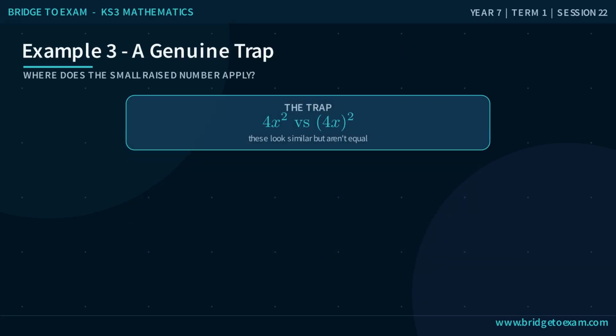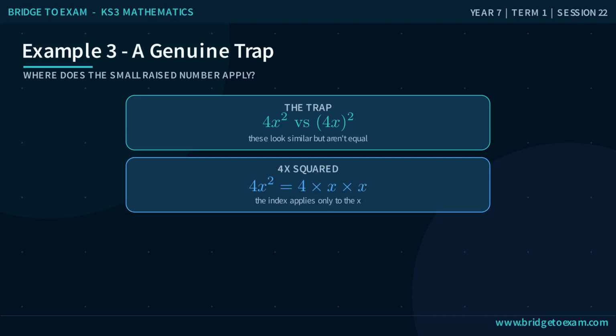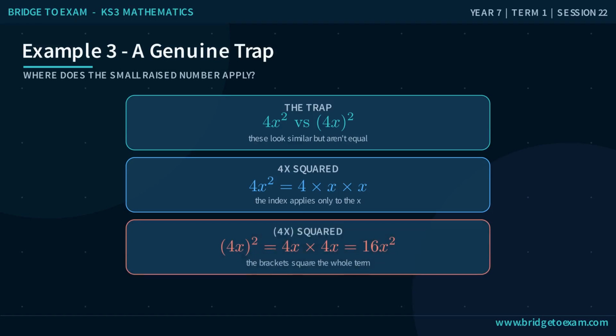Here's a genuine trap. What's the difference between 4x squared and 4x all squared? 4x squared means 4 times x times x. The small 2 only applies to the x, not the 4. 4x, in brackets, squared means the whole quantity, 4x, is squared. 4x times 4x, which is 16x squared, a completely different value.